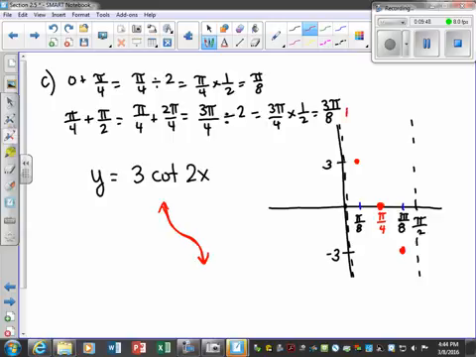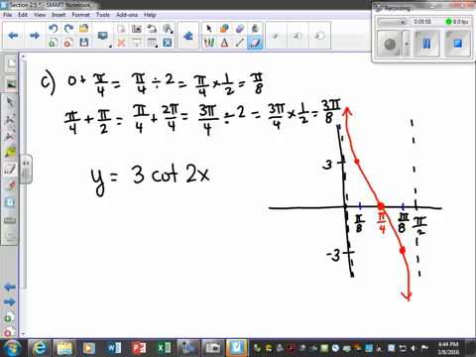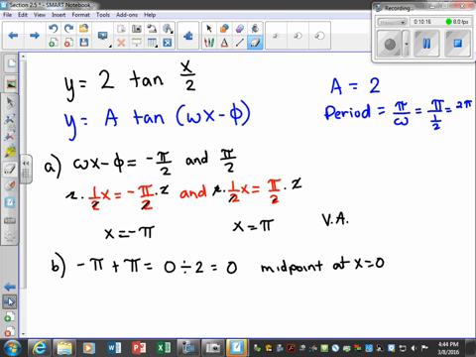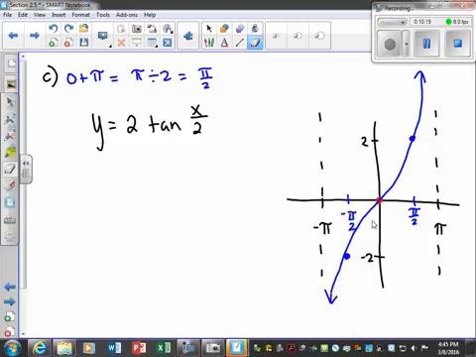So I'm going to use the sketch of my 3 cotangent 2x right there. It's really important that you remember that for cotangent, as you go left to right, your function will be decreasing. And for tangent, when you go left to right, your function is increasing, to be able to use this method.